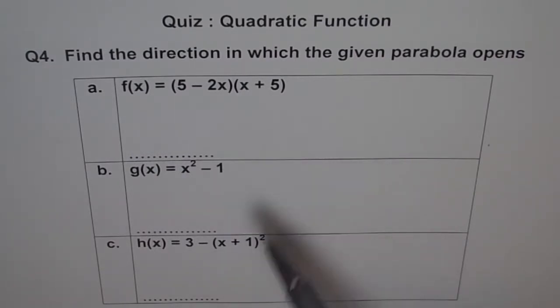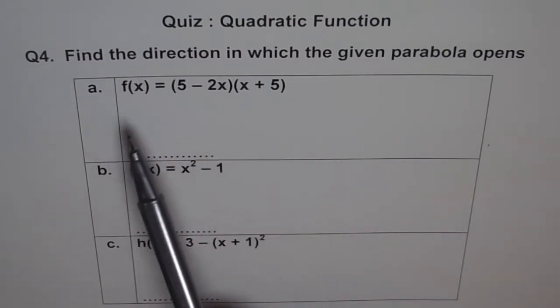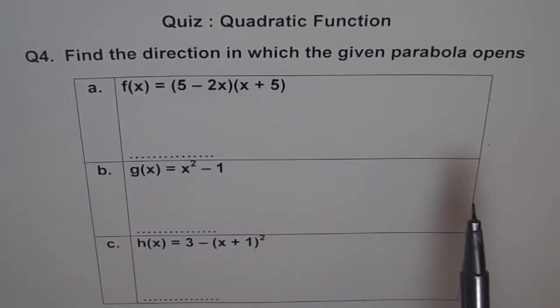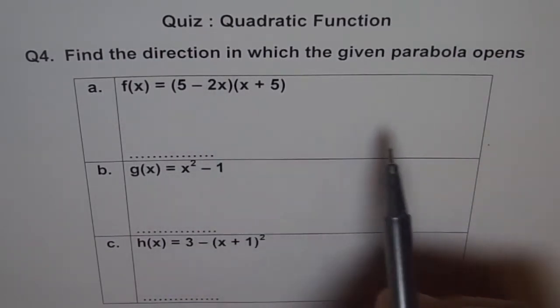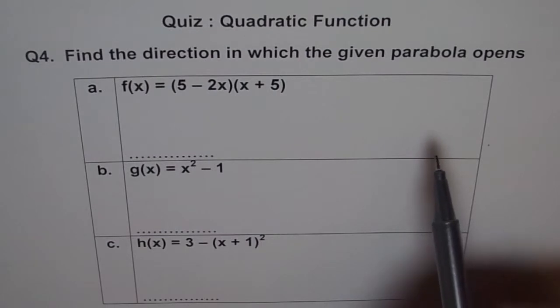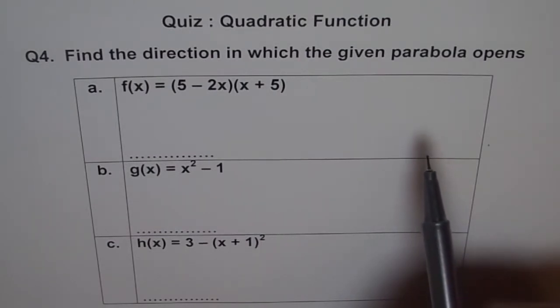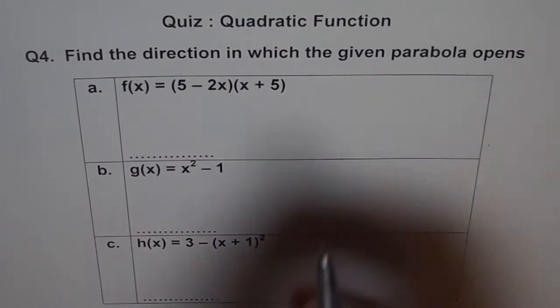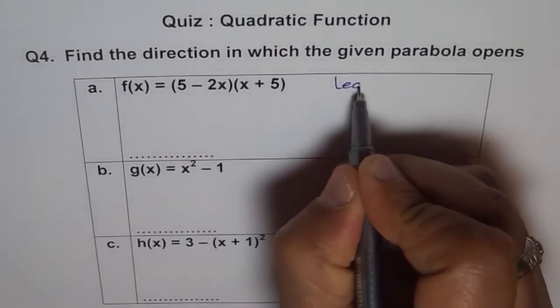Now I'd like you to make a note of these and write down your answers and then check your answers with the video. I'm now giving you the solutions for the same. Now in this kind of problem, how do you find the direction in which the parabola opens, right? If you are given a general equation, then you're looking for the leading coefficient. The leading coefficient defines the direction of opening, right? So you are looking for the leading coefficient.